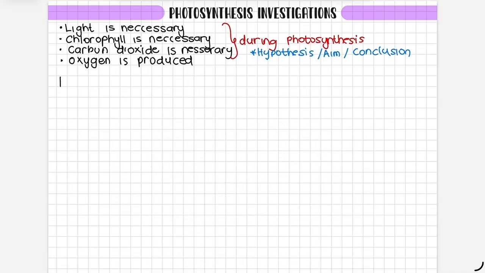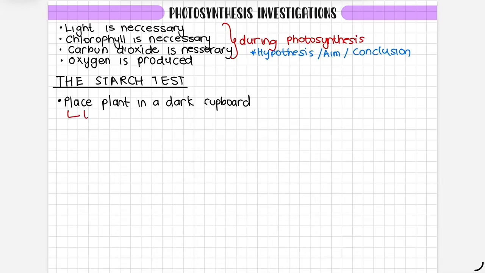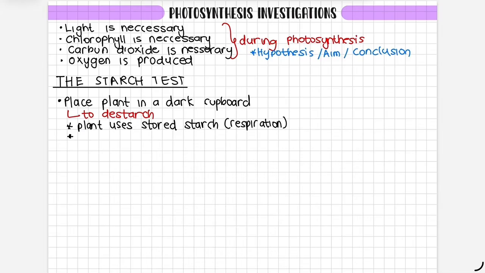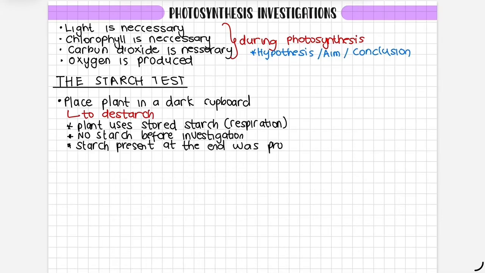Now, at the end of each investigation, we do the starch test, except the last one, oxygen is produced during photosynthesis. So it's important for you to know the steps that are taken during the starch test. What you do is you place your plant in a dark cupboard. This is done to de-starch the plant so that the plant uses any stored starch. It is used during cellular respiration so that when you start your investigation, there's no starch present. And this proves that if there's any starch present at the end of the investigation, it was produced during the experiment.